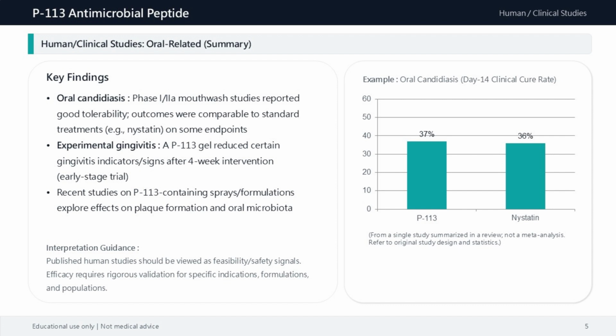We've also seen early-stage trials where P113 gel significantly reduced signs of gingivitis over a 4-week period. These studies serve as a strong green light for the safety and feasibility of P113 in clinical applications.